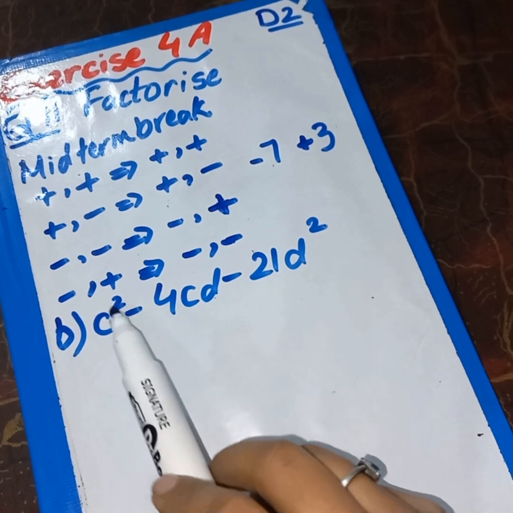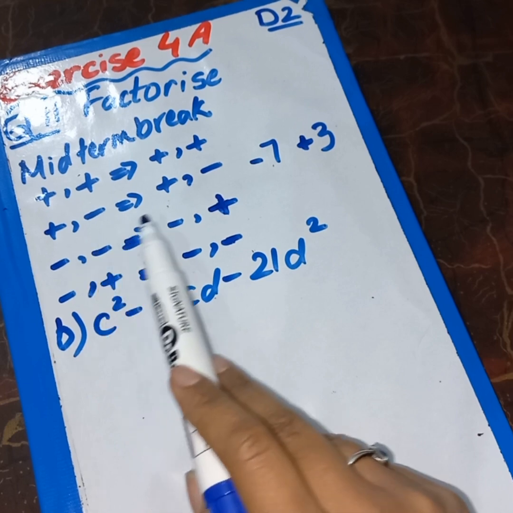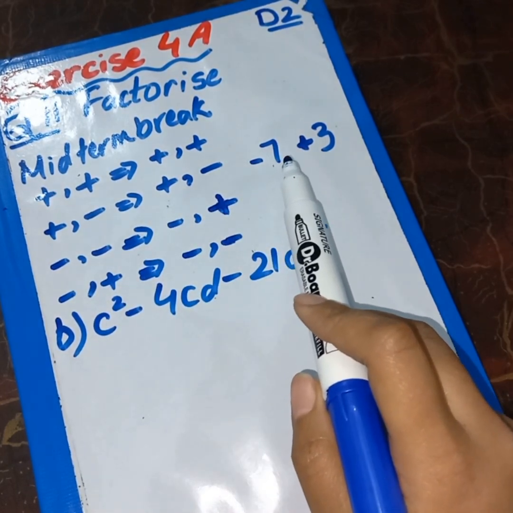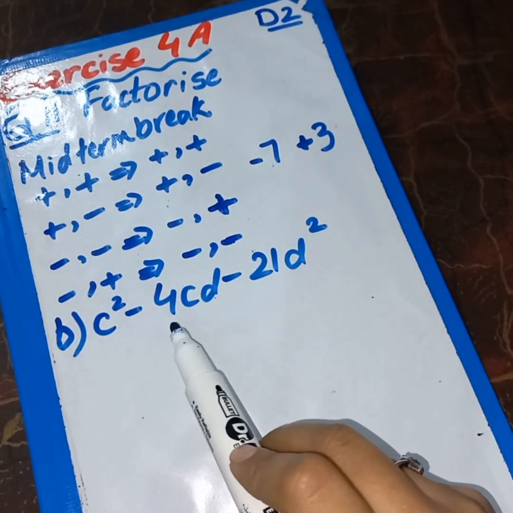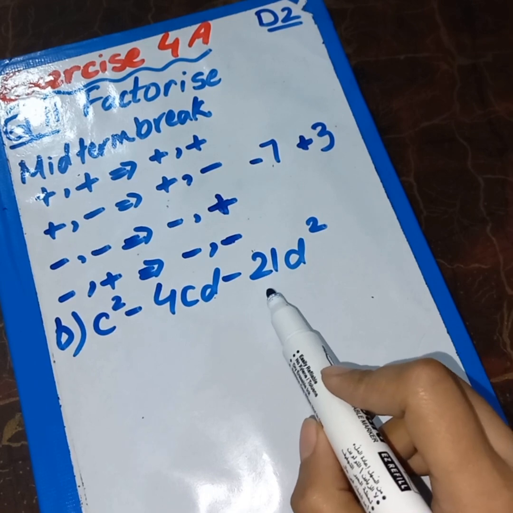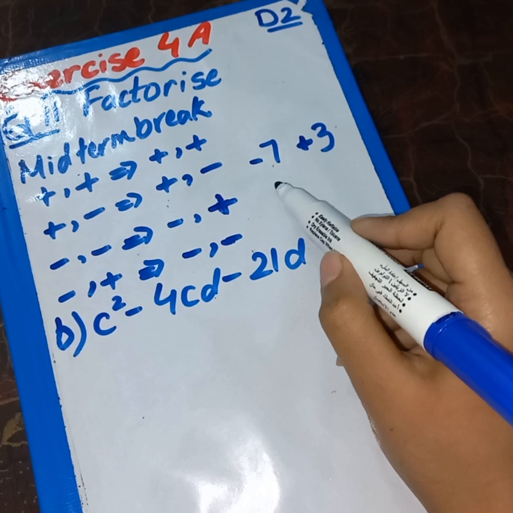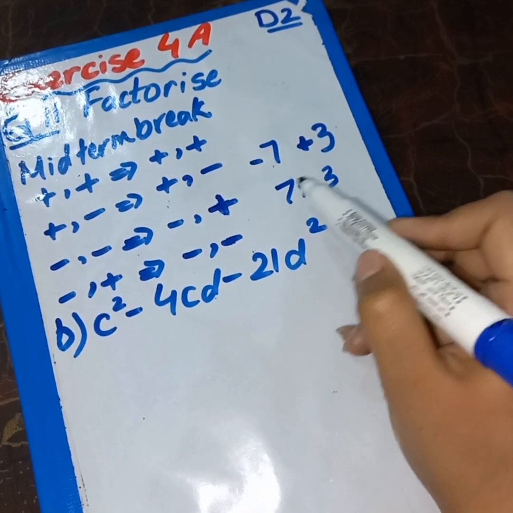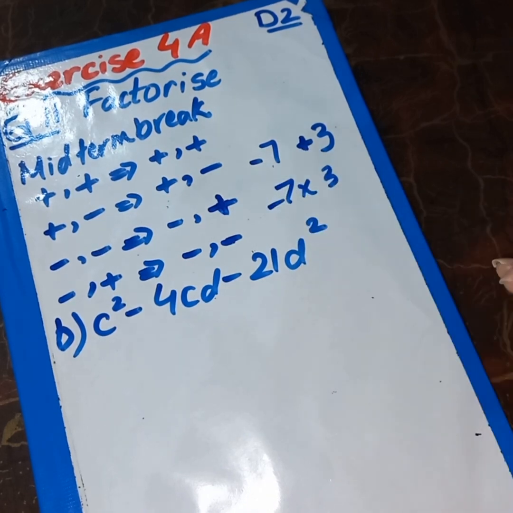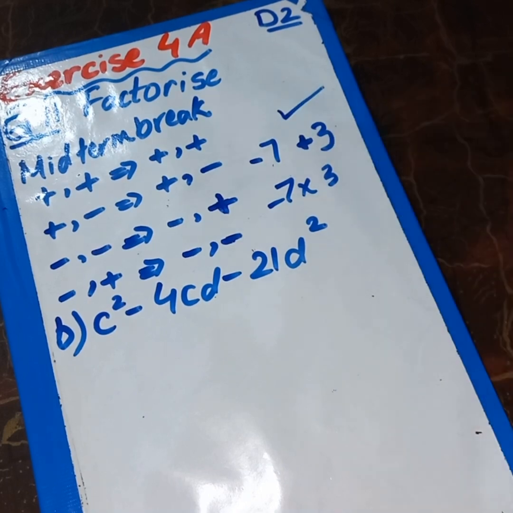I repeat, if it is minus minus in the question, choose the sign minus plus with the pair that will give you minus 4 after subtraction, and after multiplication it will give you minus 21. So let's check its multiplication now. 7 multiplied by 3 is 21, and minus plus gives minus 21. It means this is the correct pair which I have chosen.